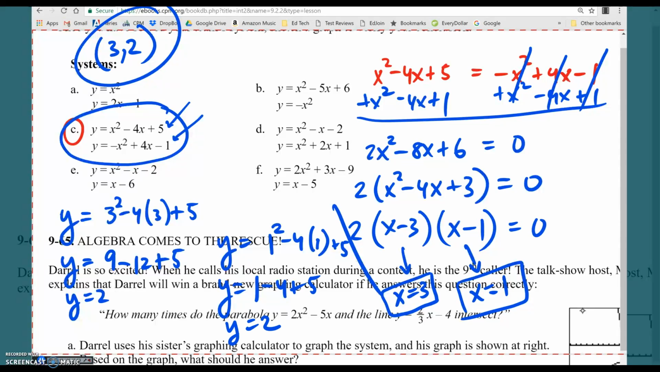So it looks like (3, 2) and (1, 2). I hopefully didn't make a mistake in here. 1 minus 4, negative 3, plus 5, I've got 2. No, it looks good. So (1, 2) is another intersection point, and those are the solutions. That's where both of these parabolas will intersect, at (3, 2) and (1, 2).